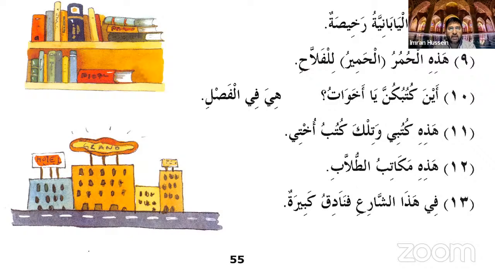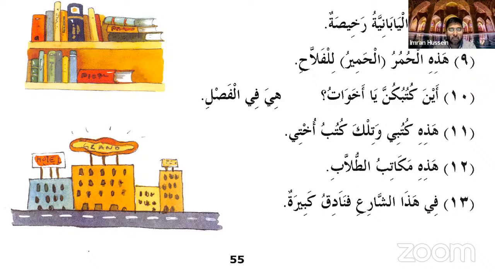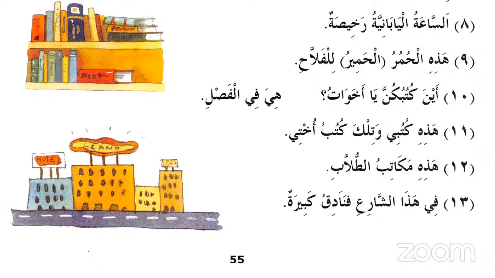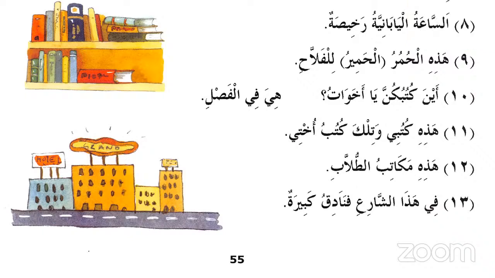Why is the preposition coming at the beginning of the sentence? Because it's a delayed subject. Fanadiqu is the mubtada, and kabiratun is the adjective of the mubtada. Fi hadha ash-shari' is the khabar, which comes before the mubtada, because we're talking about many hotels. We're not talking about one hotel, we're talking about them collectively, all the hotels. Is that clear? Yes.